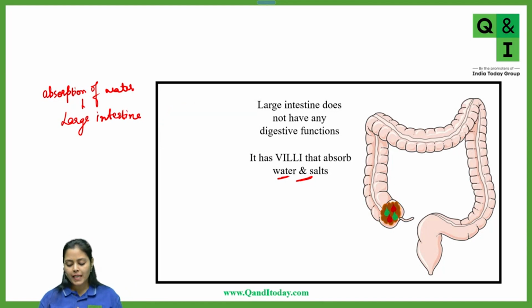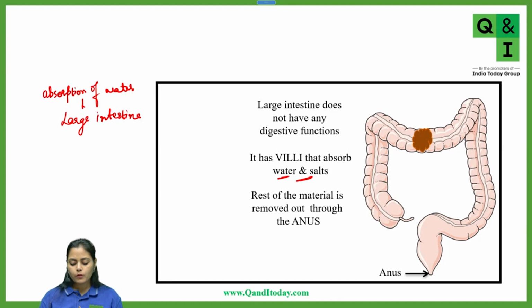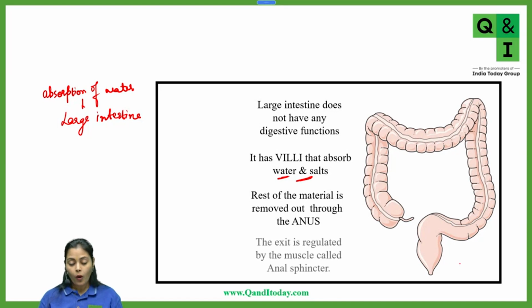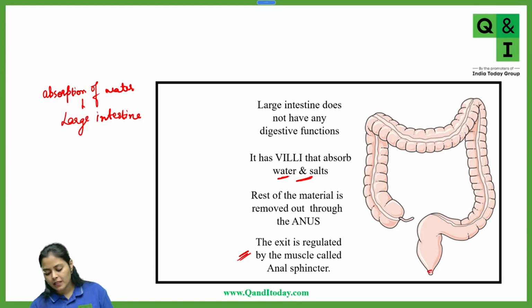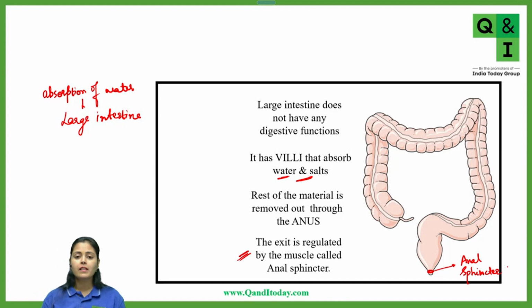Okay, so you can see as the food passes through the large intestine, the villi are absorbing water and salts out of it, and the rest of the material is moved out through anus. Okay, so the opening of the rectum is called anus. Now, again comes the role of second sphincter muscle. Very, very important. Again, the exit is regulated by a sphincter muscle, and this sphincter is called anal sphincter.